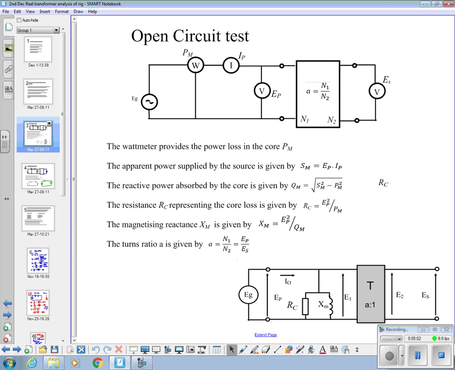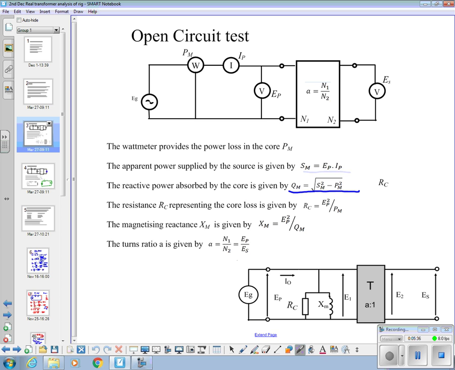So do an open circuit test, measuring the wattage, the current, and the terminal voltage on the primary side, and the secondary voltage. And then we can do some calculations so we can find the apparent power. From that, knowing the measured power in watts, calculate the apparent power, get the reactive power.